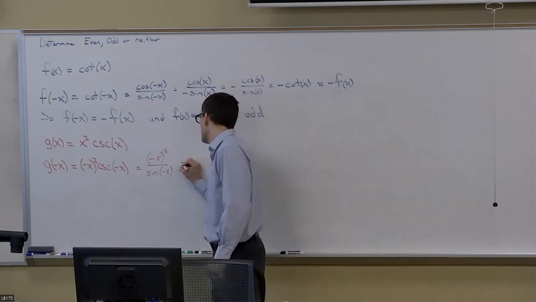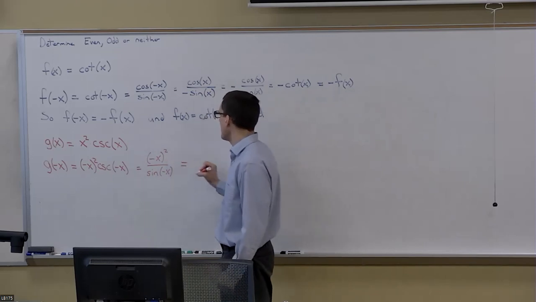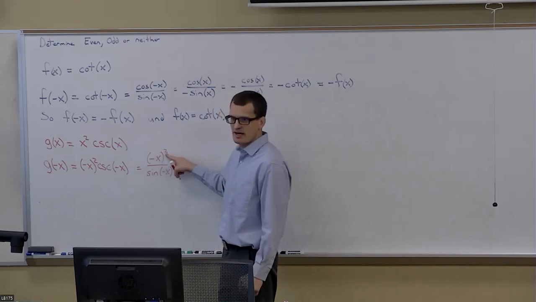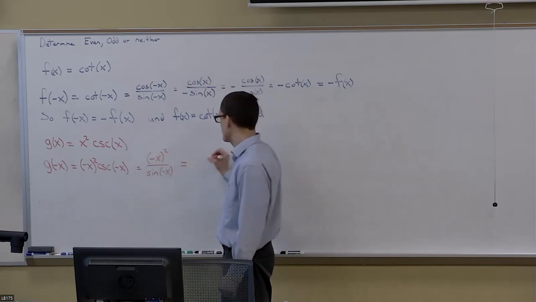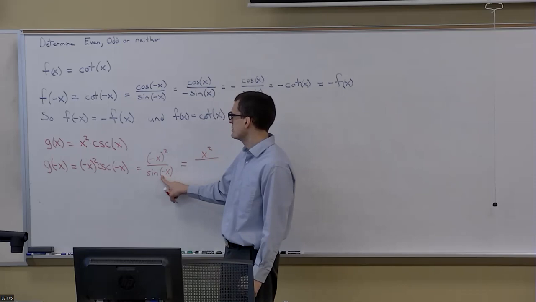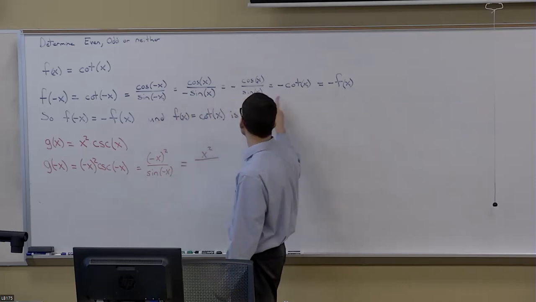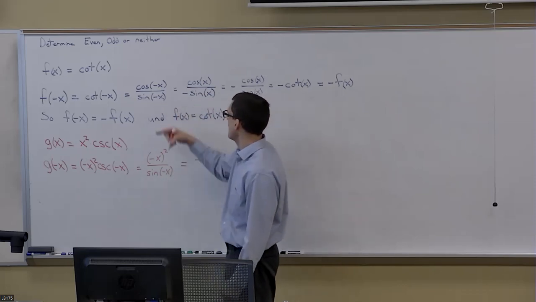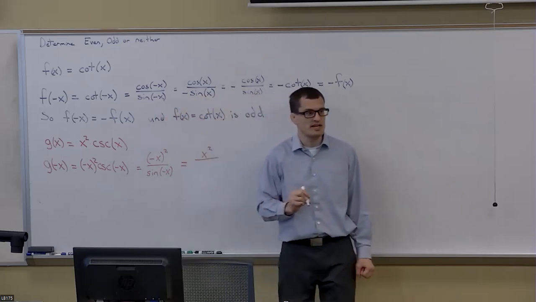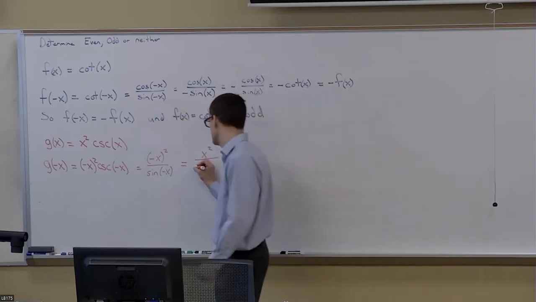Now, in the top, negative x squared, if I take negative times negative, I get a positive. X times x is x squared. So in the top, I got x squared. In the bottom, once again, I can do the same trick I did before. Sine of negative x is negative sine of positive x.